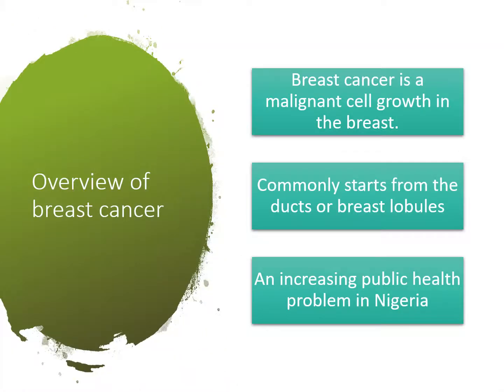So just an overview, and there are lots of slides after this overview in the handouts that you will get online. Breast cancer is a malignant growth in the breast tissue. So basically, the breast tissue grows in a way that it was not supposed to grow. If you go back to the anatomy, we had ducts and lobules. Breast cancer usually starts from either of those two, the ducts or the lobules, and it's becoming an increasing problem in Nigeria, and that is why we are bringing you this course.